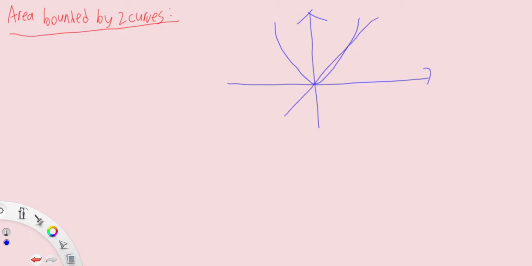We just need to compute two different integrals, but we also need to find a way to actually get the area bounded by the two curves, because it's not as simple as addition or just subtraction. There's some thinking involved. So let's start with a very basic example. Let's have a curve y equals x squared, and then the line y equals x.